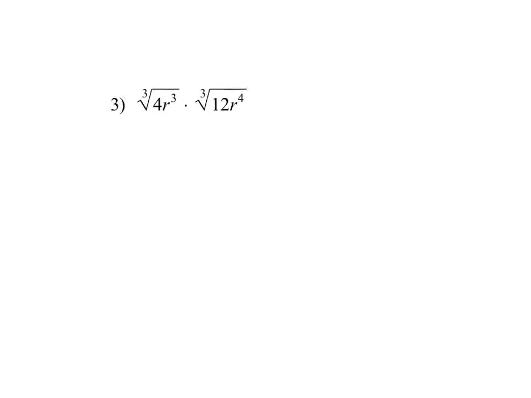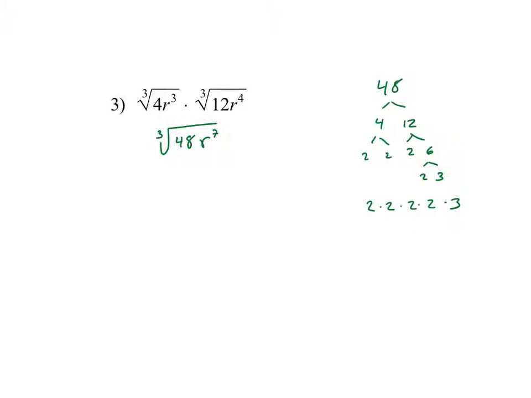The next one, again, I have the same index. So I'm going to multiply. So 4 times 12 is 48, r to the 7. Right, so 48 is the same as 4 times 12. This is 2 times 2, 2 times 6, 2 times 3. So I have one group of 3, or one triple of 2s. Right, so that means that I'm bringing out a 2.